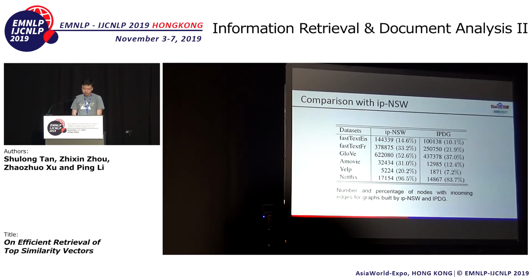This is another measurement of graph construction compared with IPNSW. It compares the number of nodes with incoming edges. If there are fewer nodes with incoming edges, that means we have already chosen some extreme points. So we can focus on only 10%. For example, in the first line, we only need to focus on 10% of the data points, while in IPNSW, they need to focus on 15%. So that will increase the efficiency.